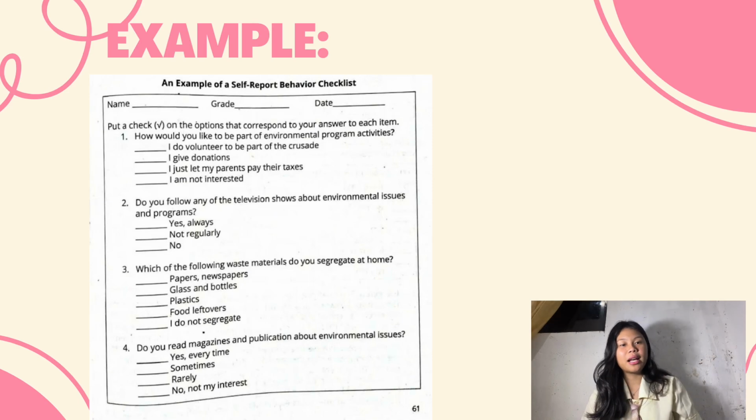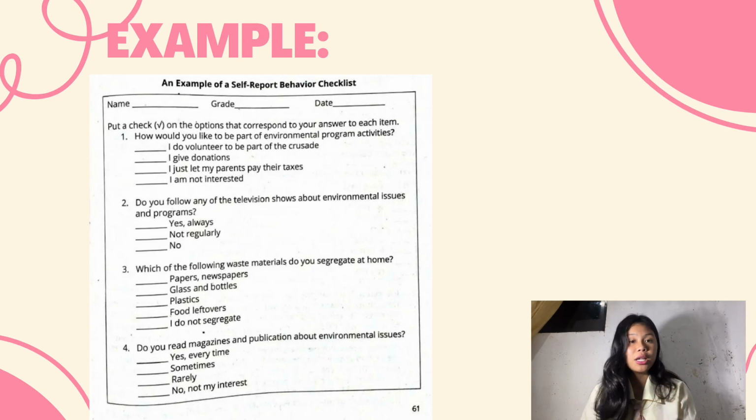So I have here an example of a self-report behavior checklist that has an instruction that says, put a check on the options that correspond to your answer to each item. The first number is, how would you like to be part of environmental program activities? There are four statements below. The first statement is, I do volunteer to be part of the crusade. Second statement is, I give donations. Third statement is, I just let my parents pay their taxes. And fourth is, I'm not interested.